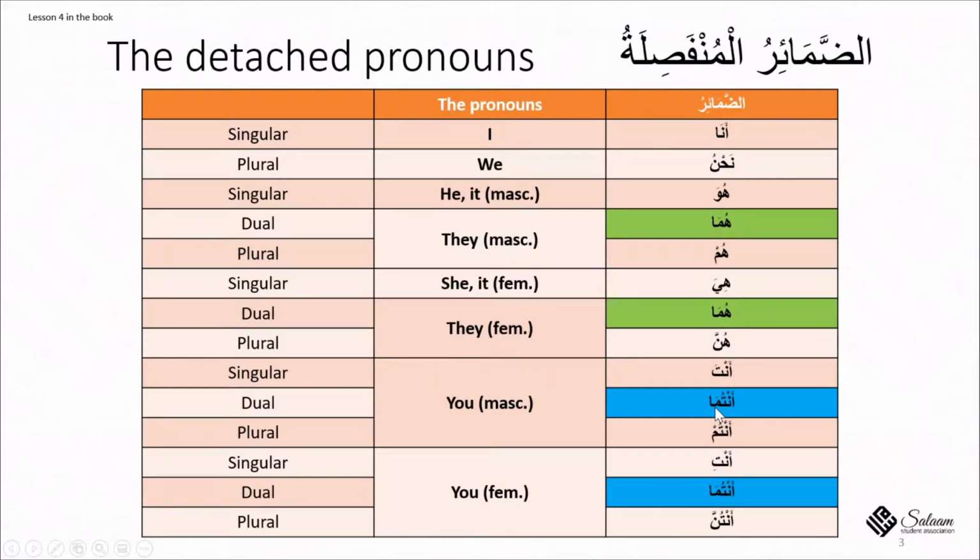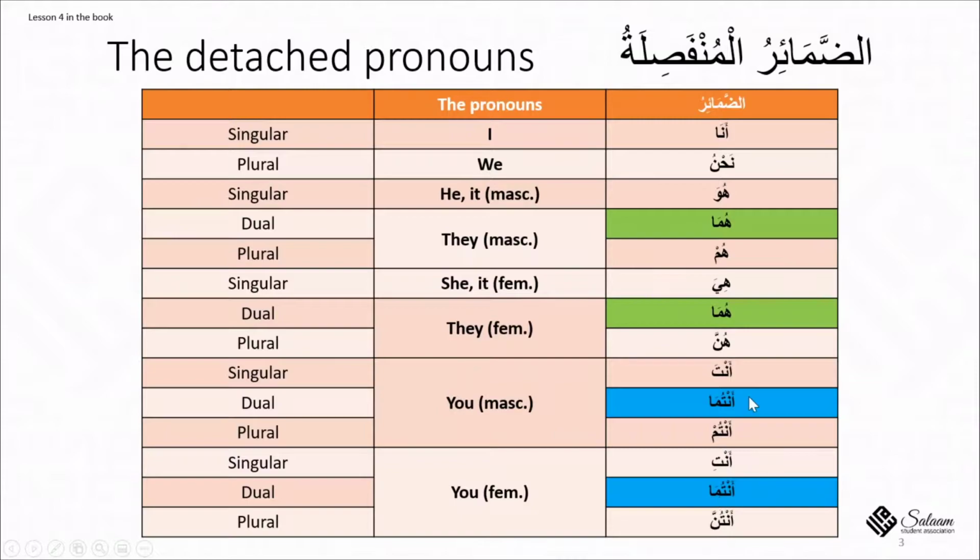Antuma, if it's a dual. Antum, if it's more than two. You can see here that hum becomes huma and antum becomes antuma. So you can use that to memorize. So anta, antum, antuma, anti, also here antuma for the dual.